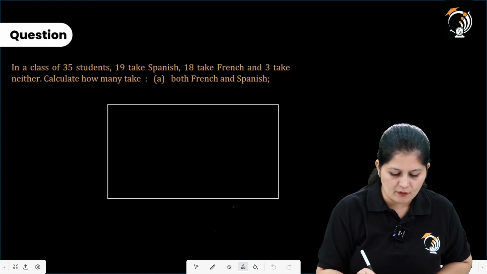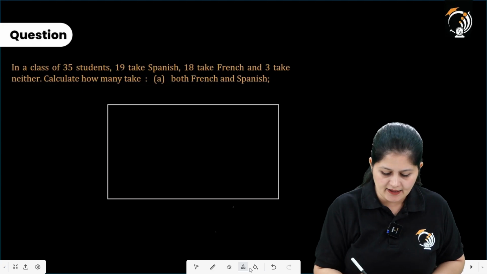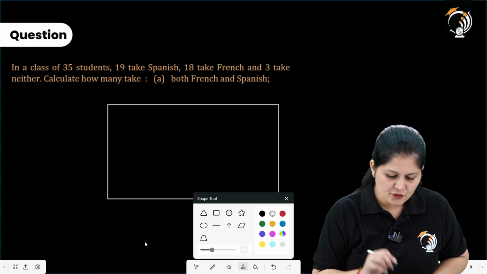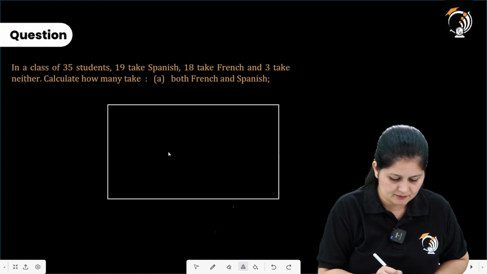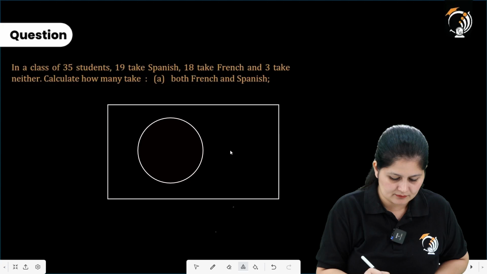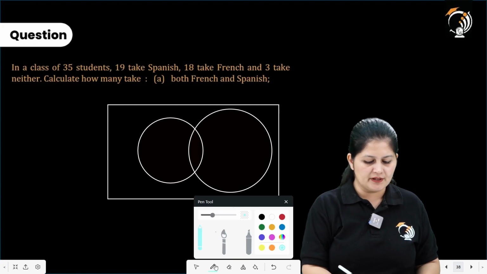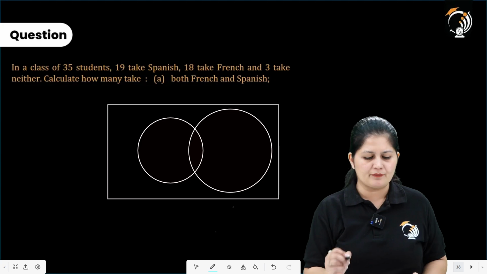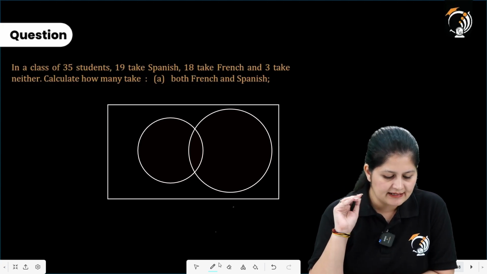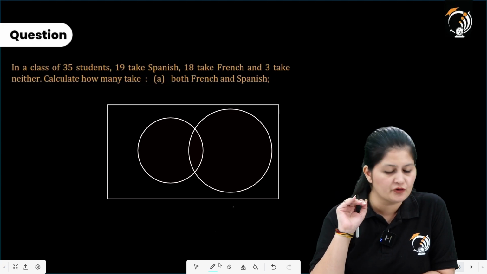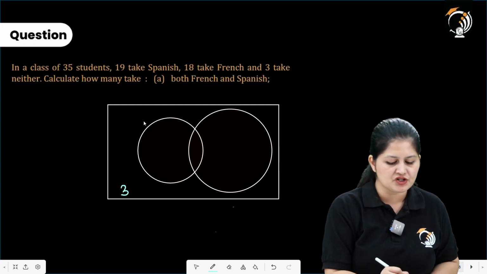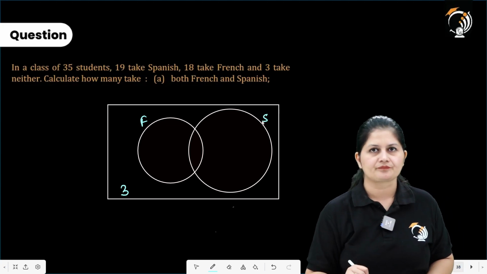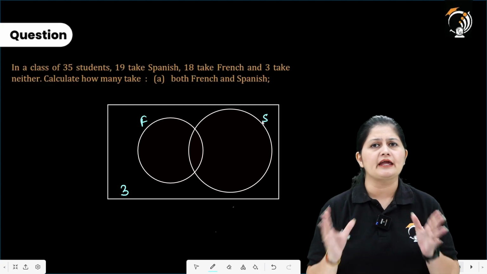Firstly, we make the universal set, and then since it talks about only French and Spanish, this is how it is going to be. You can change the size of the circle, that's not a problem. Further, the question says that 19 take Spanish, 18 take French and 3 take neither. So this is for French, this is for Spanish, and there are 3 who are not taking anything.